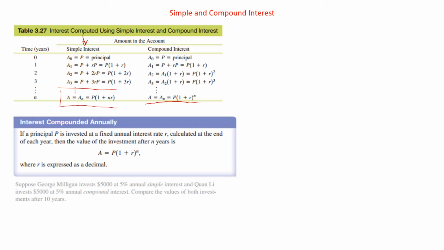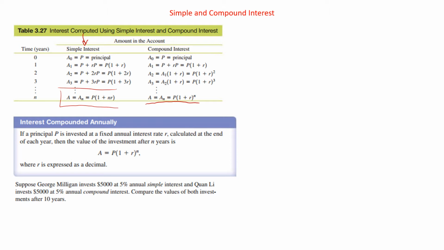And so a problem or a comparison here, let's say George Milligan invests $5,000 at 5% annual simple interest, and Quan Li invests $5,000 at 5% annual compound interest. Compare the values of both investments after 10 years. So we're just going to plug these into the equation.